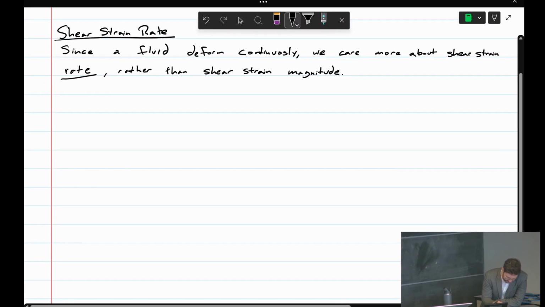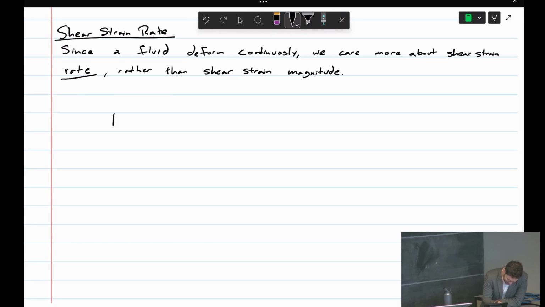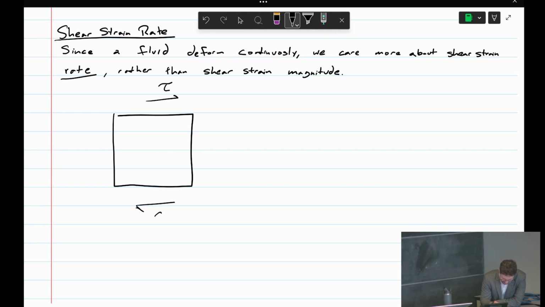So let's define the shear strain rate. Say we have some sort of fluid element here that we apply a shear stress to. This will look a lot like it does when we're doing solid mechanics. So we apply shear stress to the top and bottom of this. We know that we'll experience some sort of shear deformation like this.